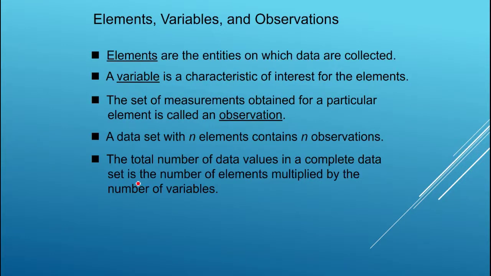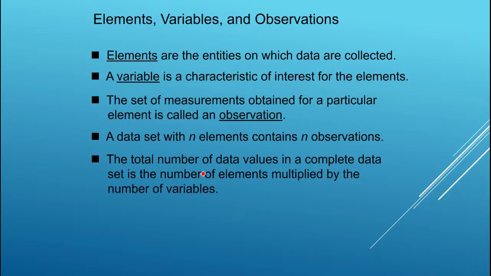Again, here we go. Very quickly, elements are the entities on which the data is collected. In the previous example, that was departments within Walmart store number 1. A variable is a characteristic of interest of the elements. Those showed up in the columns, for example, weekly sales. The set of measurements obtained for a particular element is called an observation, so the observations show up in the rows of the table. A data set with n elements contains n observations. That, I suppose, is fairly obvious.